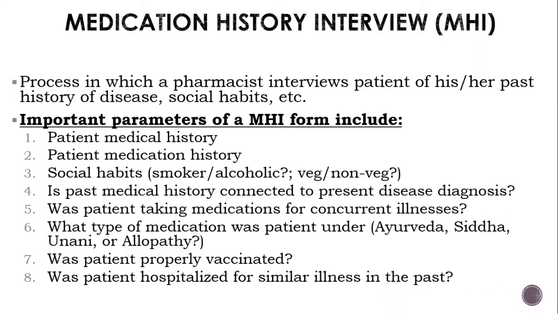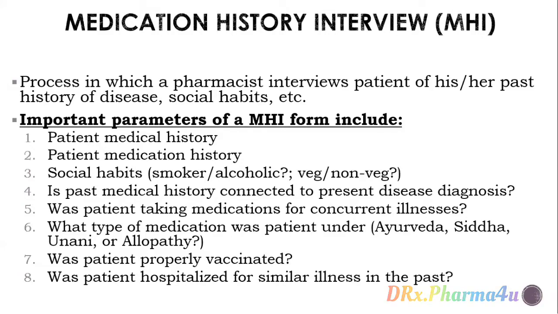So these are the parameters of an MHI form: patient medical history, patient medication history, social habits, whether the patient was a smoker or an alcoholic, whether the patient is a vegetarian or a non-vegetarian, because that is also important. For example, the patient is a non-vegetarian, eats a lot of junk food and red meat, is obese and suffering from coronary artery disease. So in that condition, the social habit is important.